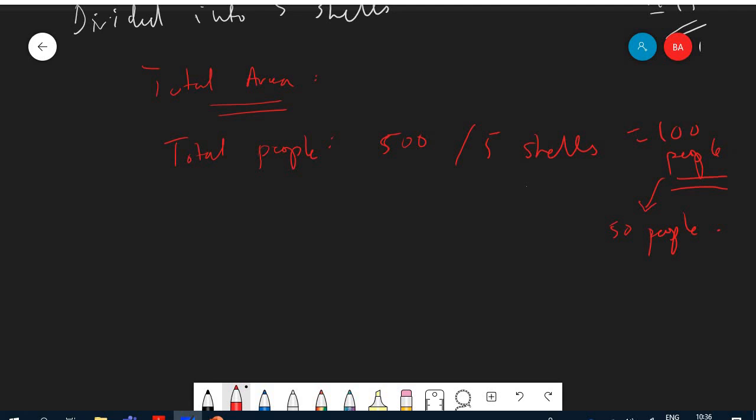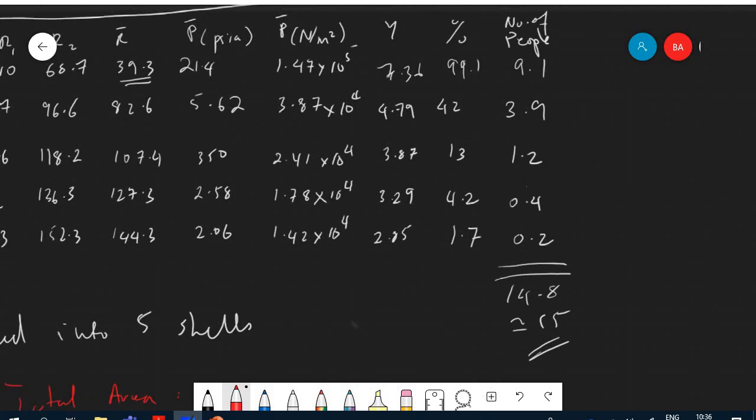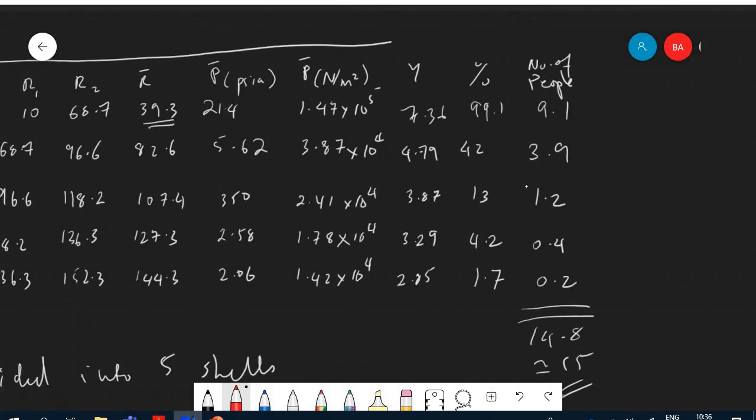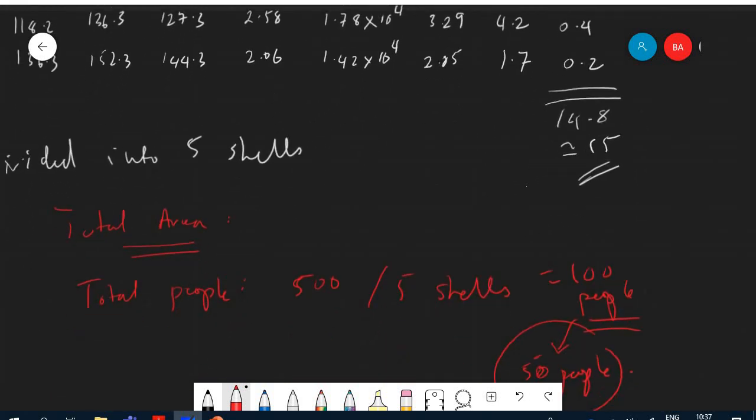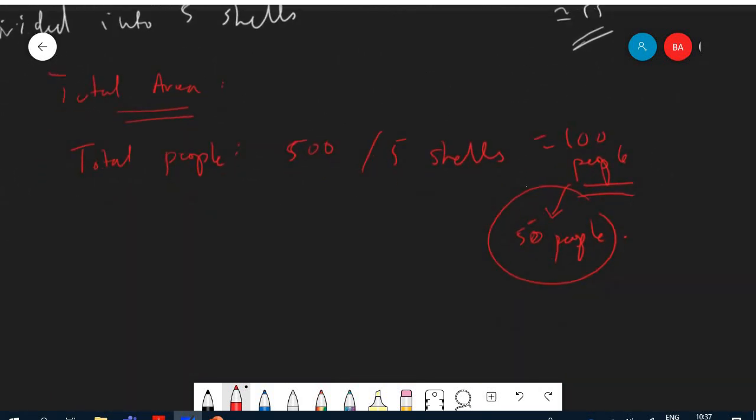Because there are going to be people who are even farther than that. This is assuming that they are equally distributed, depending on the total area that I have. And by that, I can calculate how many people are sitting per shell. So if it was 50 people per shell, then we are going to multiply 99.1% by 50. That is the point that I'm trying to target here. It all depends on the number of people sitting in that whole shell that we have.